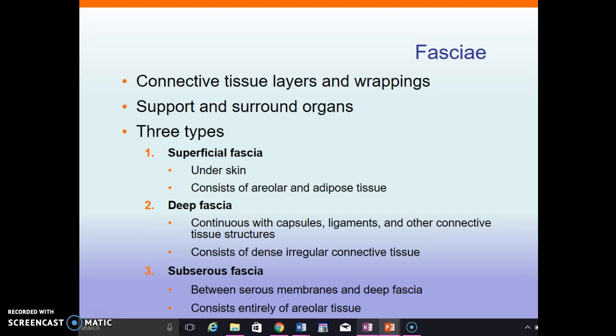Deep fascia is continuous with capsules, ligaments, and other connective tissue structures, and consists of dense, irregular connective tissue. And subserous fascia, made up entirely of areolar tissue, is between the serous membrane and the deep fascia.